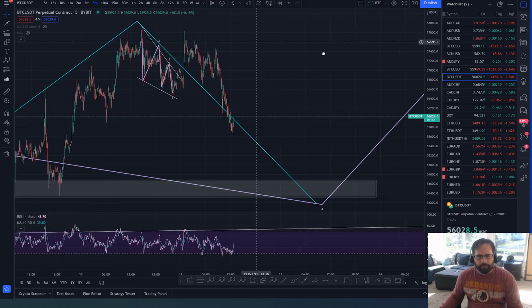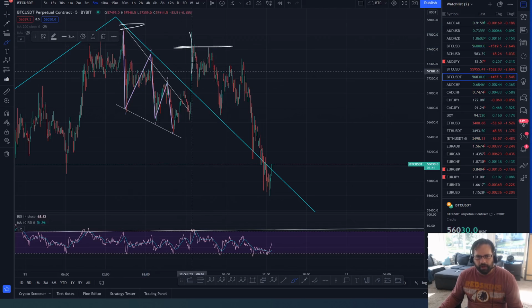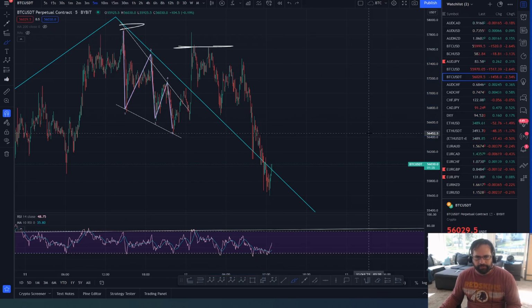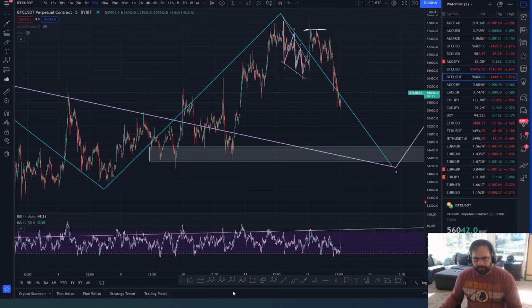You can see that I've got marked here at the beginning a leading diagonal off the top. We had a 3-wave pullback. That's exactly where we went short, right up here, when we didn't break the top and we got some rejection on the pullback. We went short there and are holding it until 5 waves are complete. I'd like to see 5 waves complete, something like this. Whether this happens or not is another story.